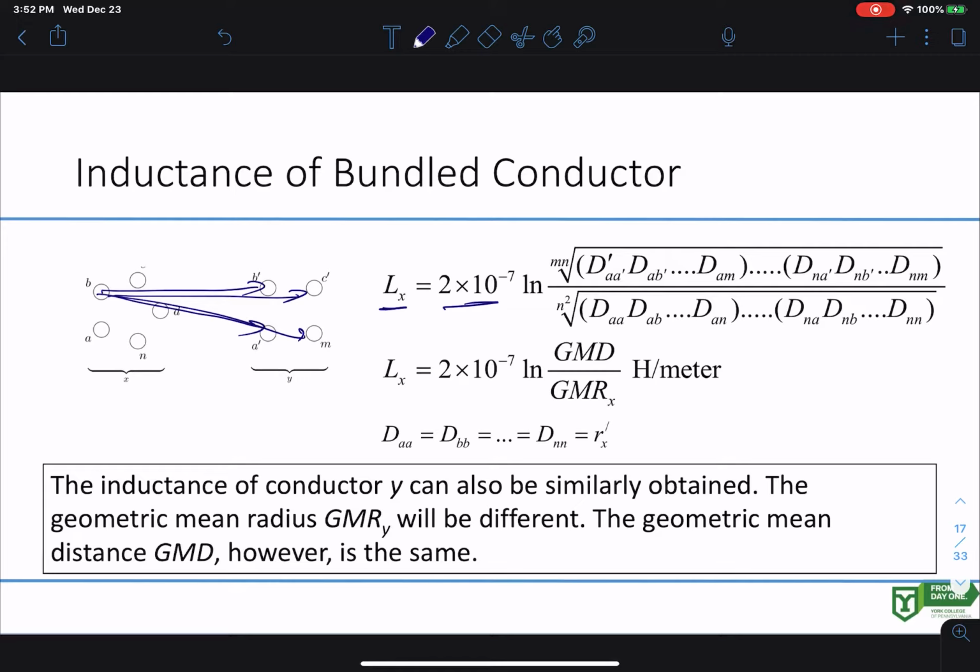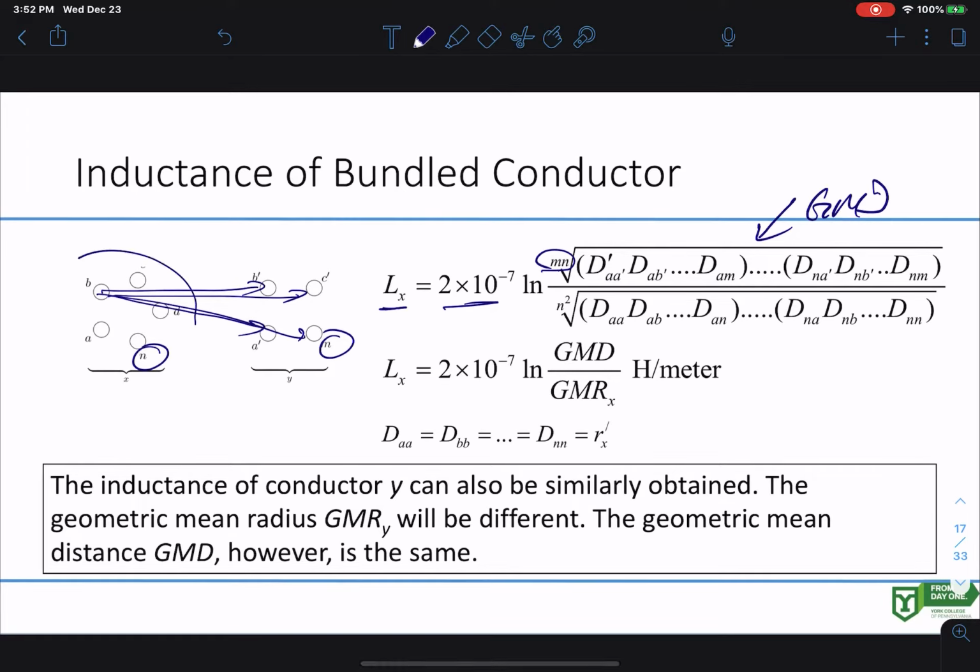This one has N number of conductors, and this one has M number of conductors. If I multiply them, I have M times N distances. So I have to take the MNth root of all the distances to get the geometric mean. Okay, so that's the GMD. This is between the conductors, now between the lines.